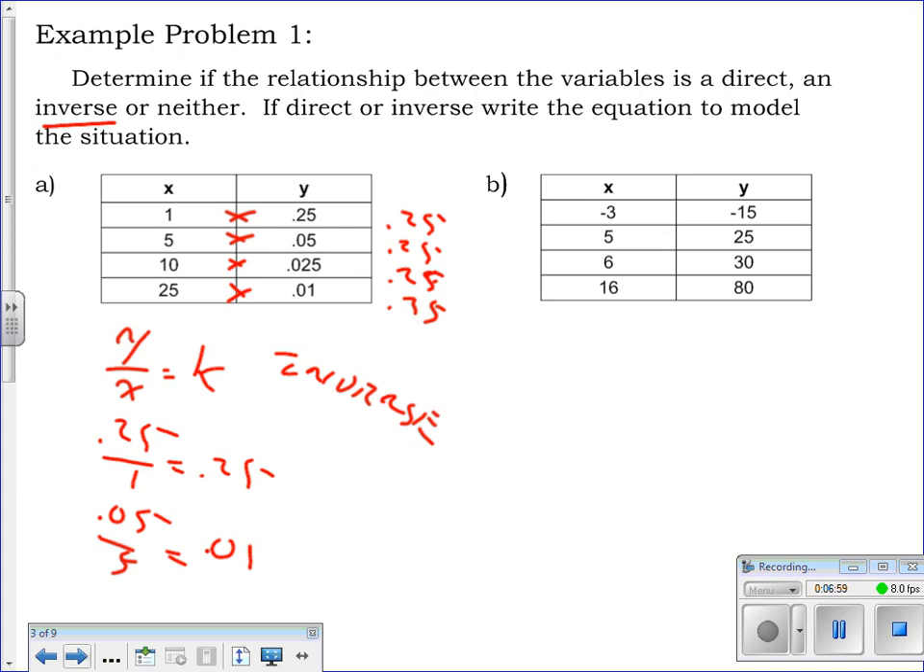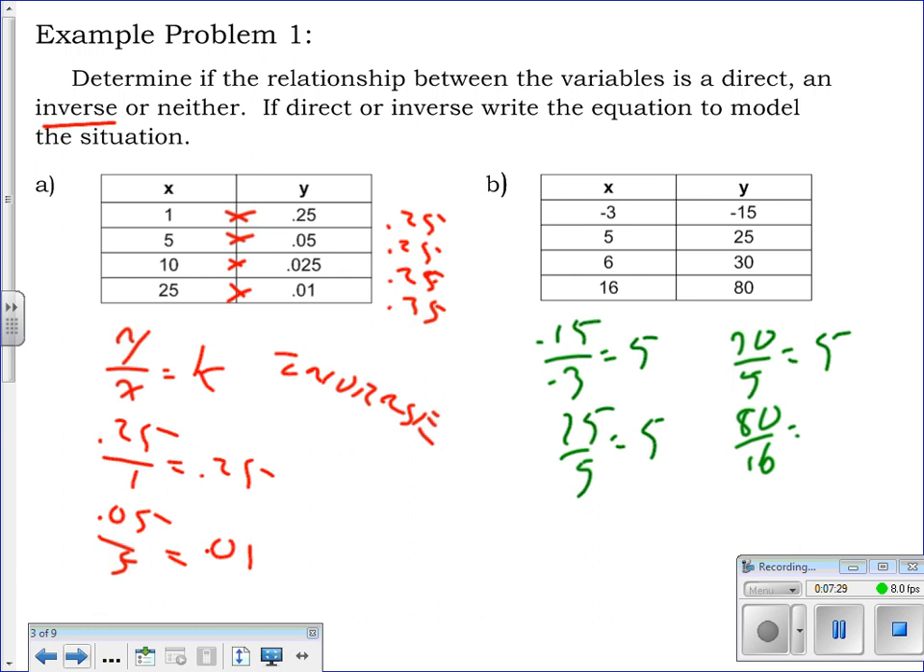So now I want to do the same thing on this one. I start first by dividing. If I take negative 15 divided by negative 3, although you can start with multiplication if you want to, I get 5. And 25 divided by 5, I get 5. 30 divided by 5, I get 5. And 80 divided by 16, what do I get? 5. The division is all the same. That's direct variation.